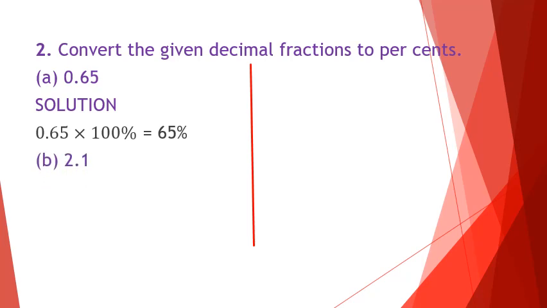Next is 2.1. So we can multiply it by 100. Here, after the decimal we have only one digit, so we have to put 0 after 1. So the decimal point will shift 2 digits to the right side. So we get 210 percentage.